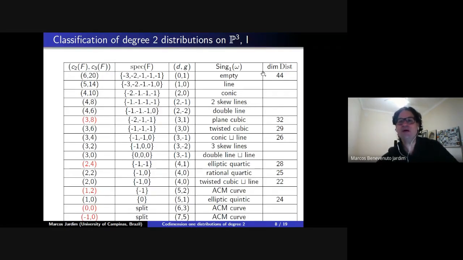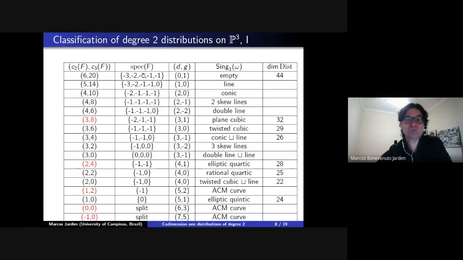And the last column here is about the dimension of these families. I haven't finished computing all these numbers. I only put the numbers I know about, and for these numbers that I inserted here, I know that the families of distributions are irreducible. For the other families, I still don't know whether or not they are irreducible, nor their dimension. So these last two are probably easy to figure out, but these ones at the top here are more delicate. I'm not sure how to proceed here.